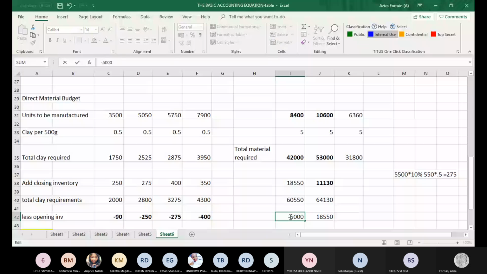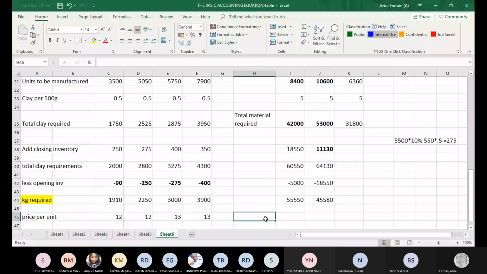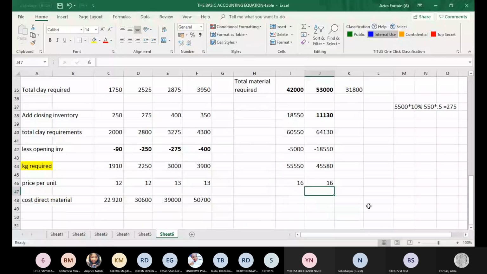Right, so we deducted, and then we get an amount of how much material is required. So I require 55,550 and 45,580. Now we get to our price. Our price was 16 Rand a kilo, right? So now we multiply it and you get an amount of 888,800 and then 729,280. And that's it.